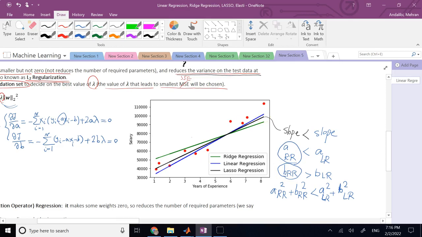Or sorry, the green line versus the blue line. For some reason I thought that the black is the ridge, but it's the green one that is the ridge. So the slope of the green is definitely less than the slope of the blue. Okay, lasso is always between, we'll see next. Lasso is always between linear and ridge. Okay, somewhere in between. So black is lasso.